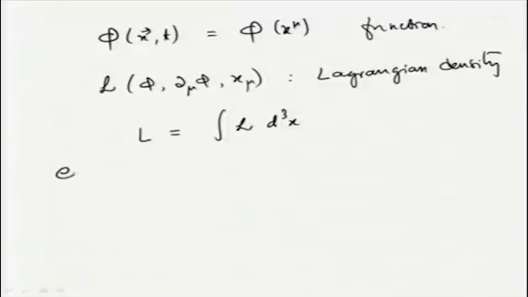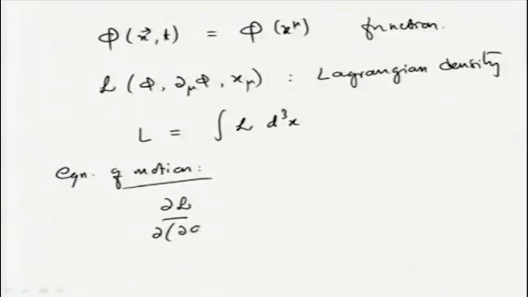And the equations of motion generalize to: take the derivative of the Lagrangian density with respect to dou mu phi, and take the derivative dou mu of this whole thing, minus the derivative of the Lagrangian density with respect to phi, equal to 0.